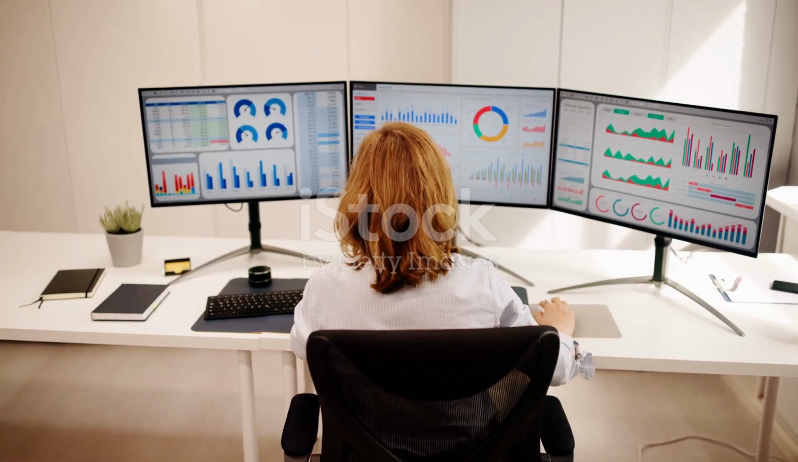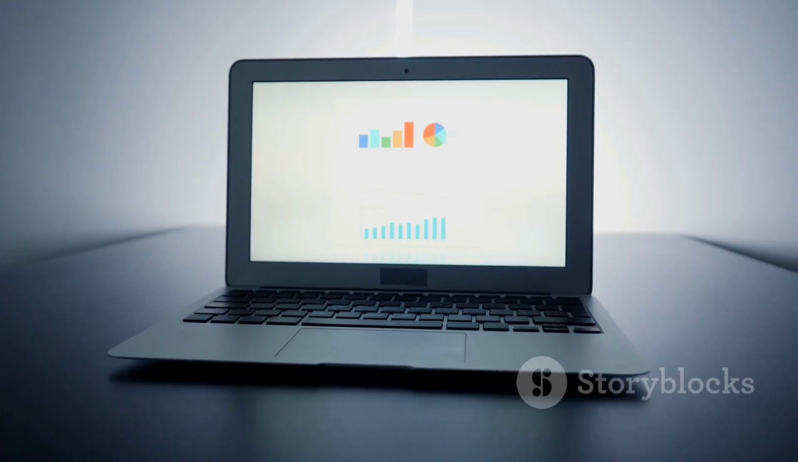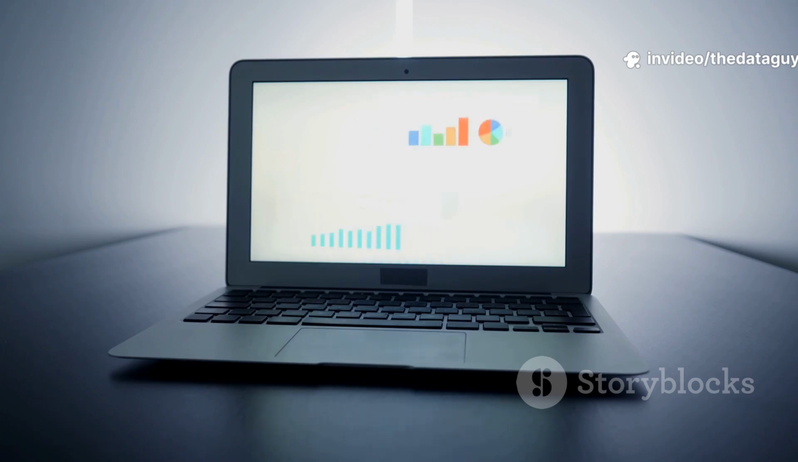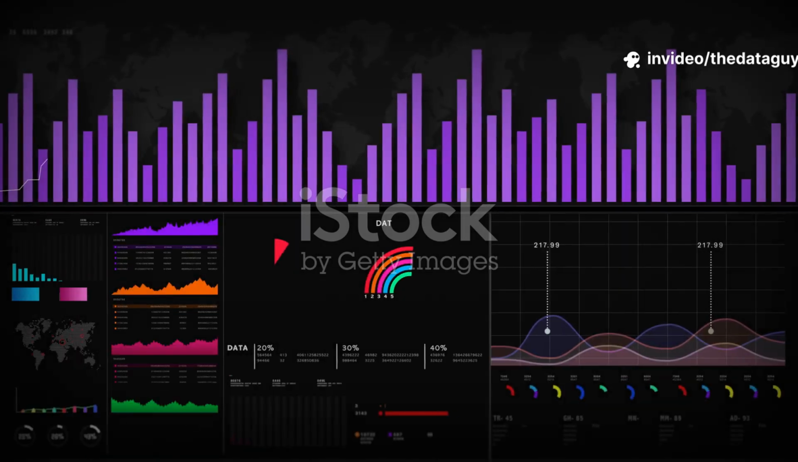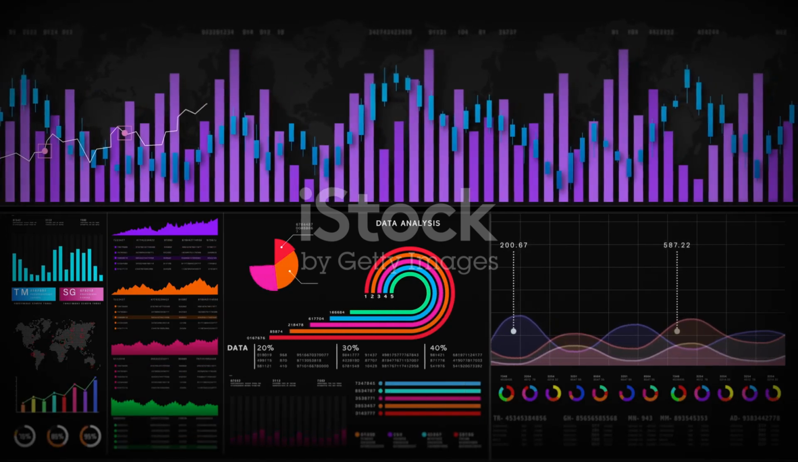A data analyst turns raw data into valuable insights. They use SQL, Excel, Power BI, and Tableau to identify trends and support decision-making. They're the storytellers of the data world, turning numbers into narratives.